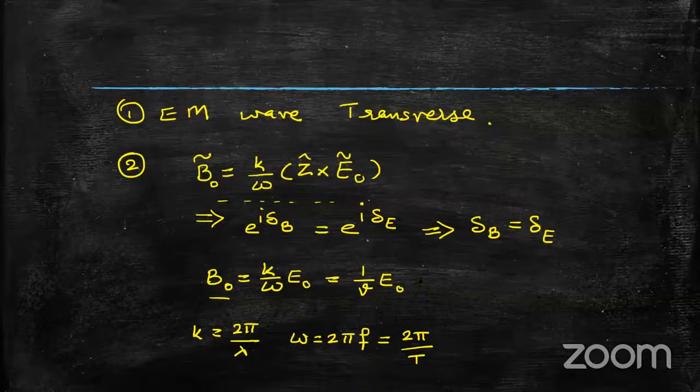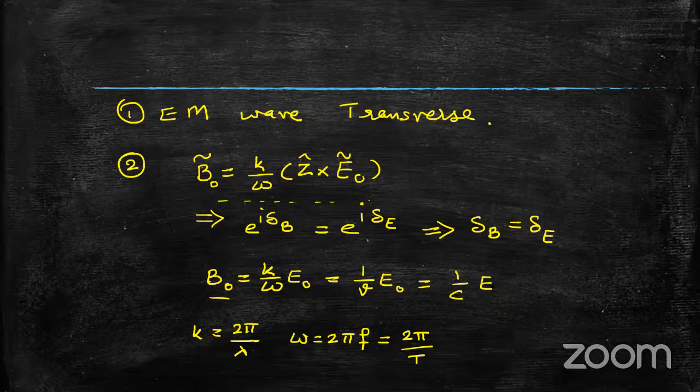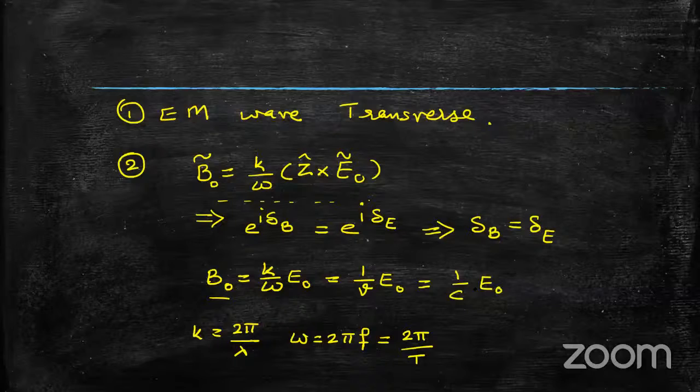We write this 1 upon V as 1 by C for the reason that the speed of an electromagnetic wave in free space or vacuum is considered as C, which is 3 into 10 raised to 8 meters per second.